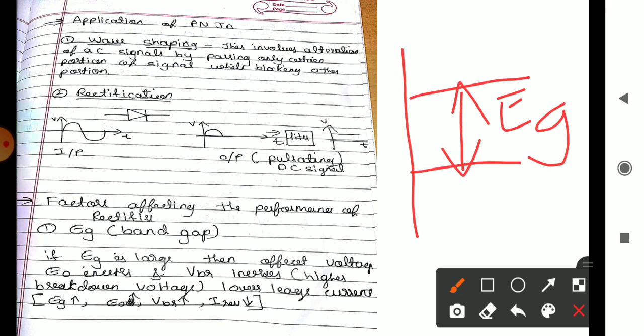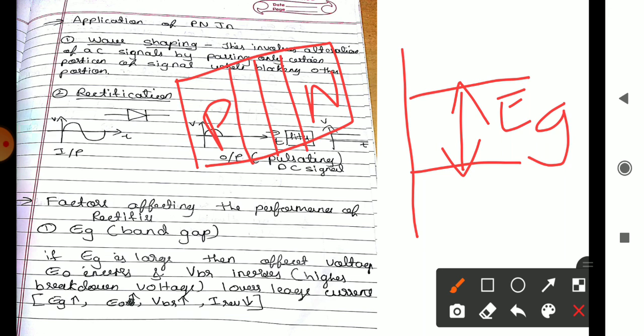If EG, this gap, is large, then the offset voltage is more. If we consider this as a PN junction, if the gap is large, the offset voltage will be more. If the offset voltage is more, then a larger reverse voltage is required to cause breakdown because of the large depletion region, and the reverse current reduces. So that is band gap.